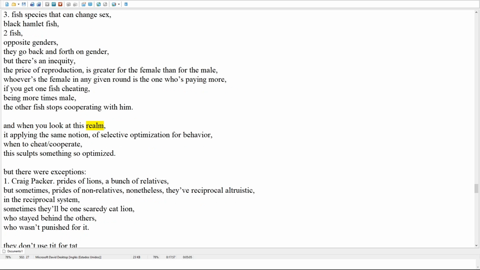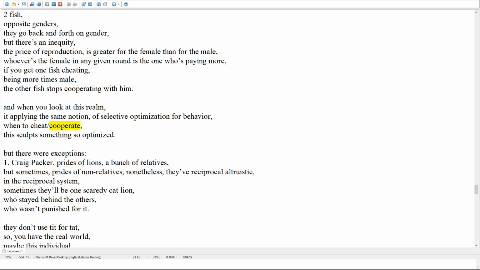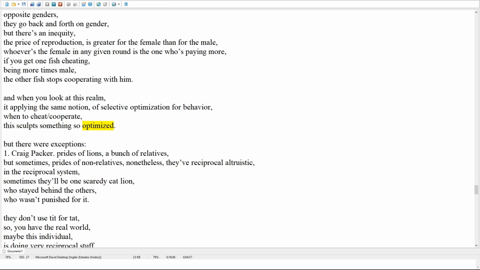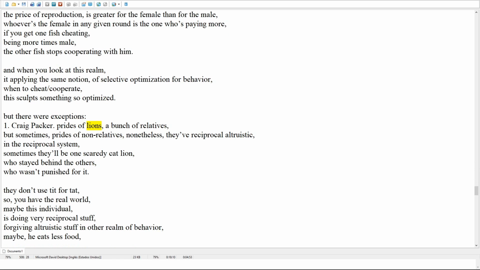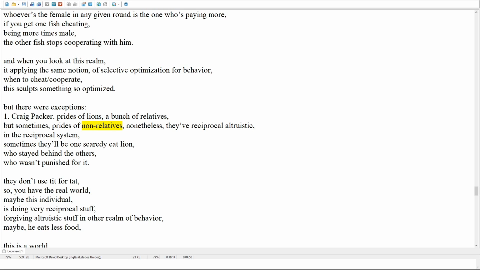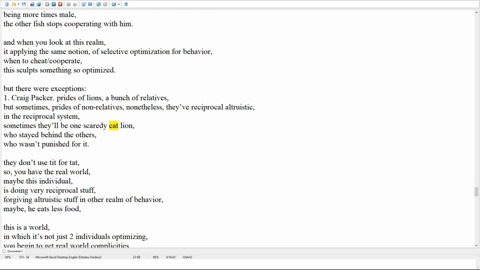And when you look at this realm, it applies the same notion of selective optimization for behavior: when to cheat and when to cooperate. This sculpts something so optimized. But there were exceptions. 1. Craig Packer. Prides of lions, a bunch of relatives. But sometimes, prides of non-relatives, nonetheless, are reciprocally altruistic. In the reciprocal system, sometimes there'll be one scaredy-cat lion.